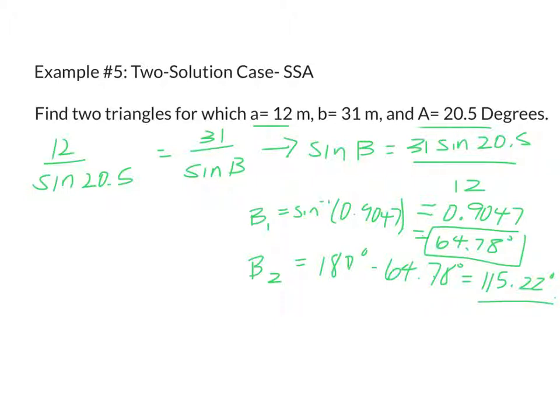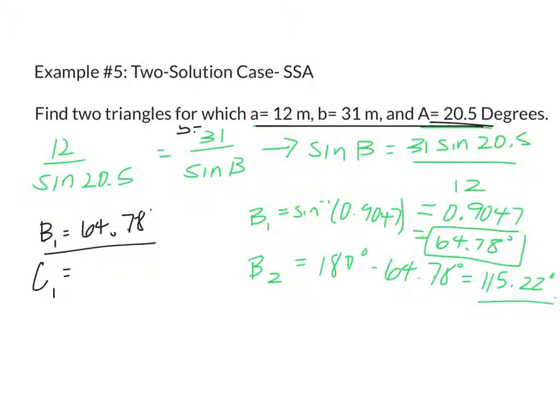Okay. So for the B1 information, we found everything with A. I'm going to split these into two different sections because now it's going to get messy. For B1's information, as a reminder, B sub 1 is 64.78 degrees. We still have little b as 31. You still have all this information as the same. But to finish finding the C information, to find angle C, you'd have to do 180 minus angle A, which is 20.5 degrees, minus the 64.78 degrees. And that gives you 94.72 degrees.